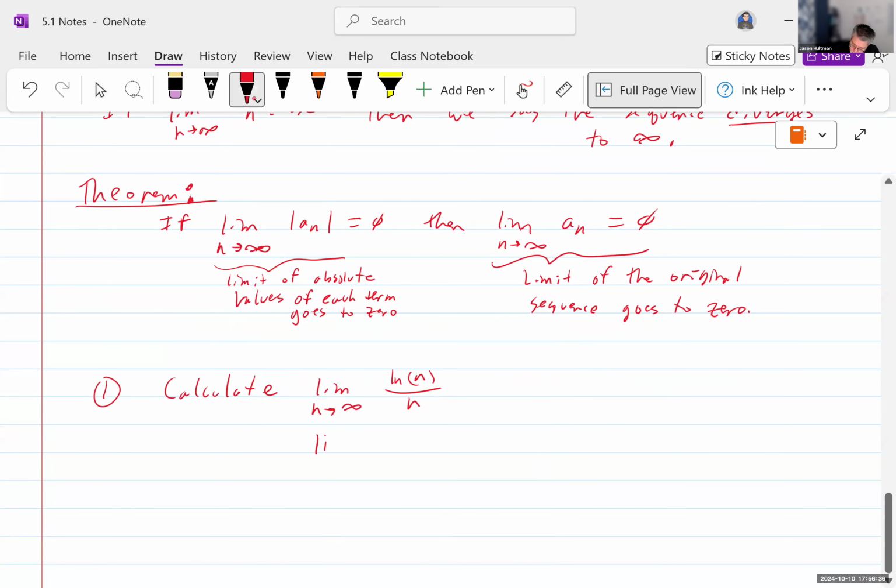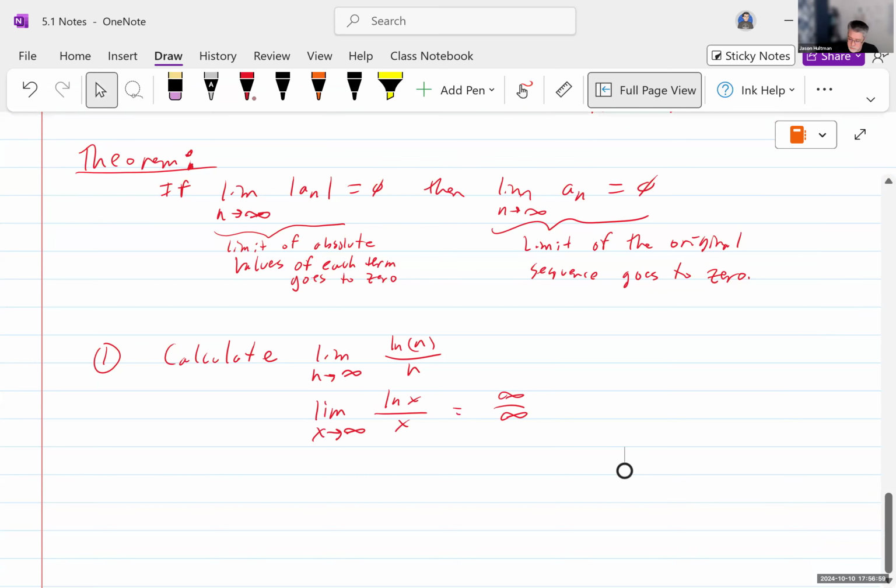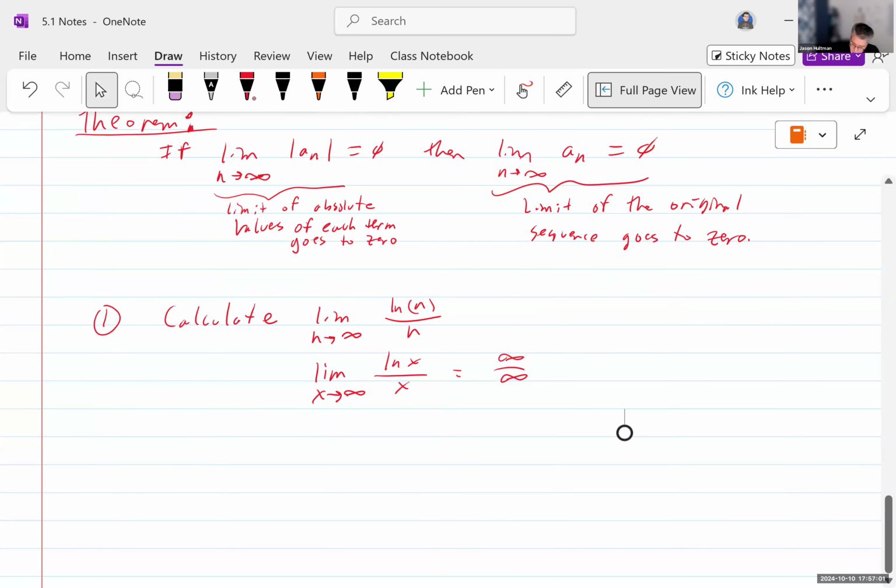So let's look at the function, because this limit is going to be the same as the limit of the function. The limit of the sequence is the same as the limit of the function. So the limit as x goes to infinity of the natural log of x over x. Well, this is equal to infinity over infinity, which is an indeterminate form. And we can use L'Hopital's rule to help us with that.